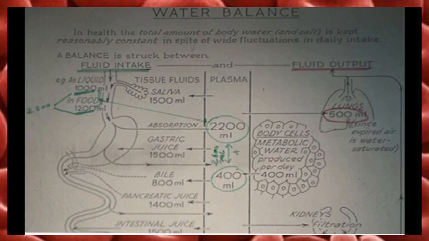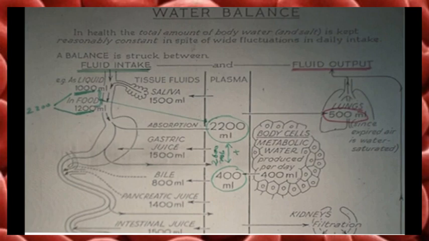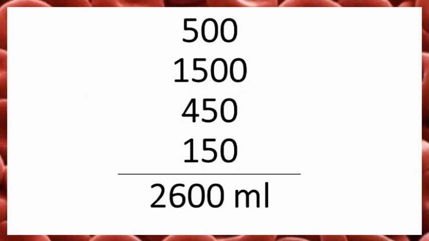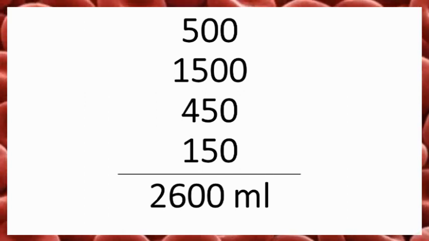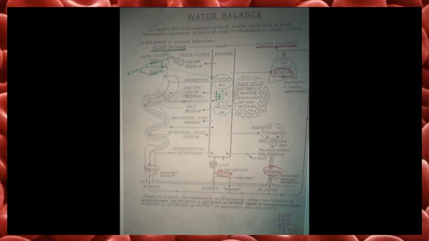You see the output: 500 expired through the lungs, and 1.5 as urine, 450 through the skin, and 150 with the stool. The fluid output is 2.6, so the fluid intake is equal to the fluid output. This is the water balance between the fluid intake and fluid output.